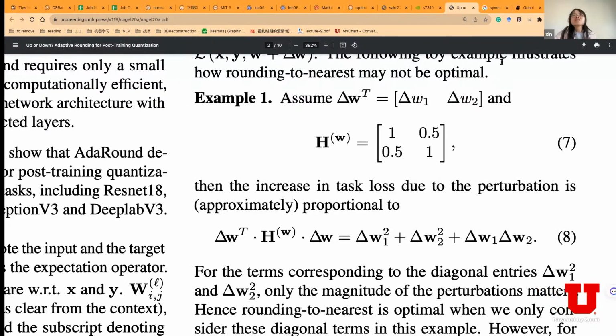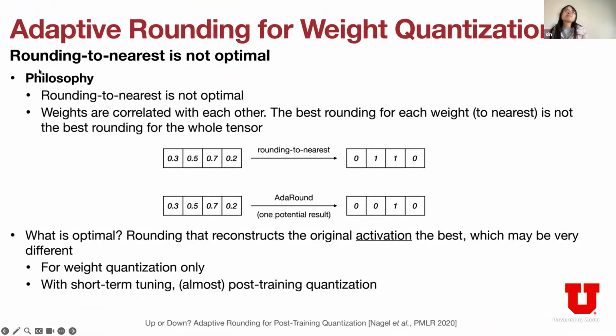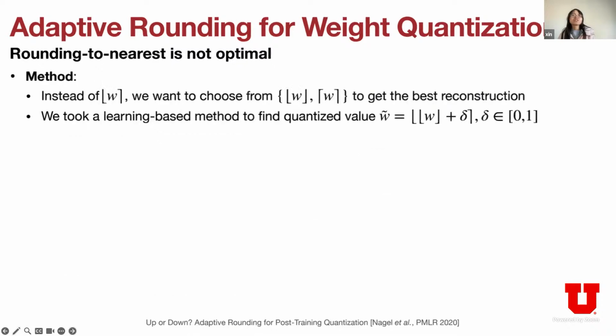So in this paper, the adaptive rounding method works by optimizing the error estimated from the Taylor expansion. It tries to account for the dependency between the weights and to improve the overall quantized model performance.